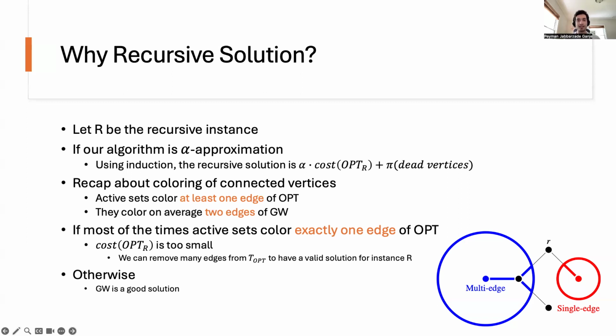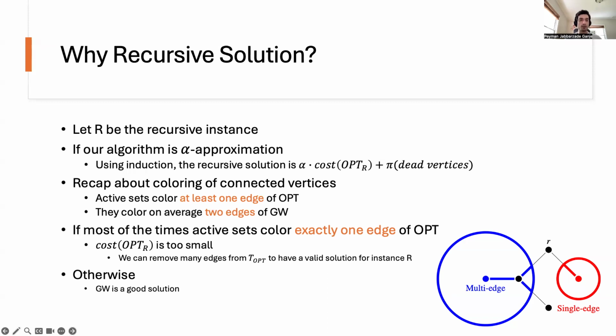If it is exactly 1, if most of the time active sets are coloring exactly one edge of the optimal solution, then for the recursive instance, for example, if you look at the picture, the red circle is coloring exactly one edge here. So in the recursive instance, if the red vertex is a dead vertex, we can remove the red edge because we don't need to connect the red vertex to the root, since we have already paid its penalty. So we can show that the cost of the optimal solution for the recursive instance is much smaller, because we can remove many edges from the optimal solution and still have a valid solution for the recursive instance.